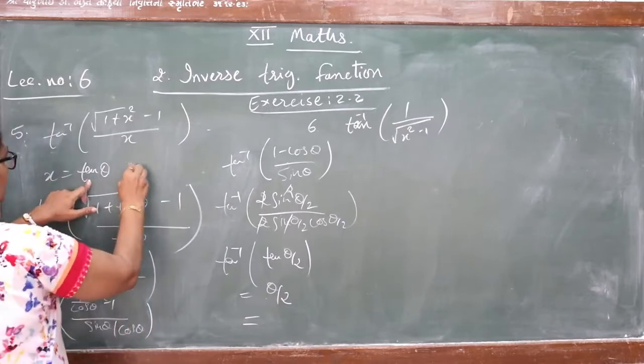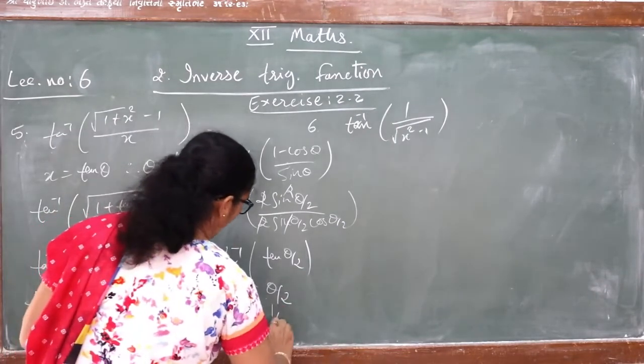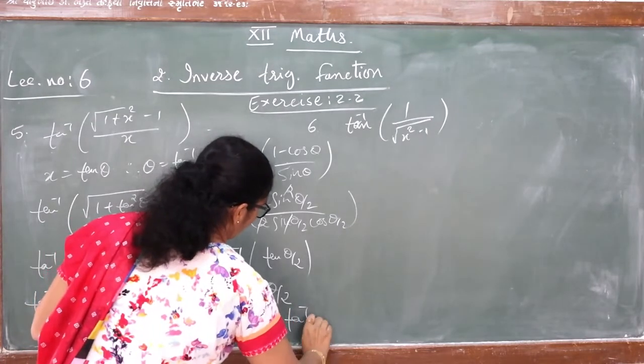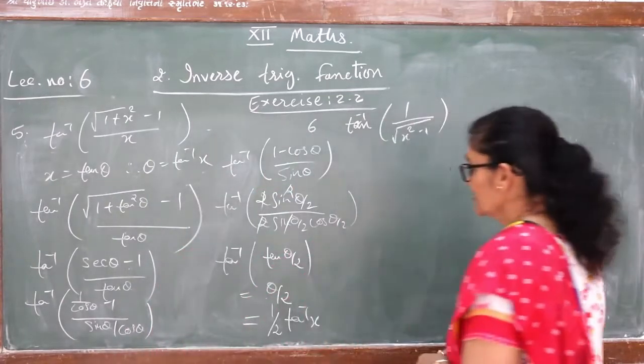And what is your theta? Theta is tan inverse x. So your answer is half of tan inverse x. And check, this is the simplest form.